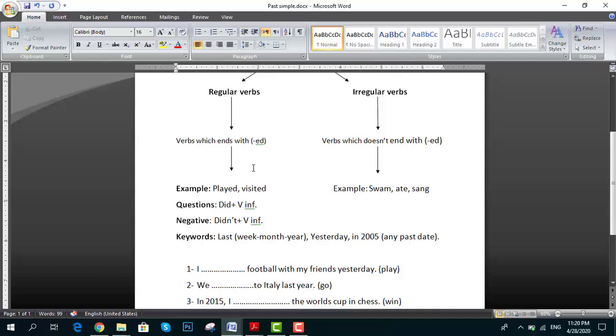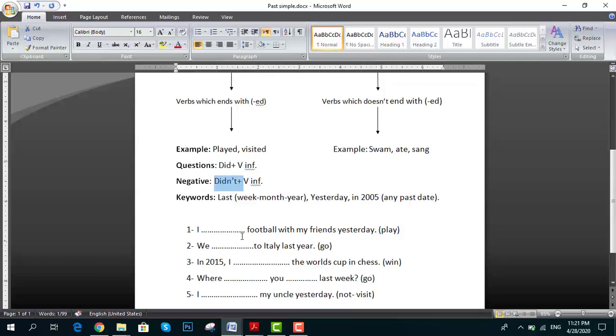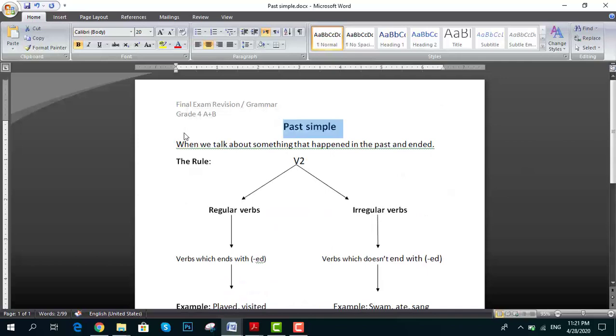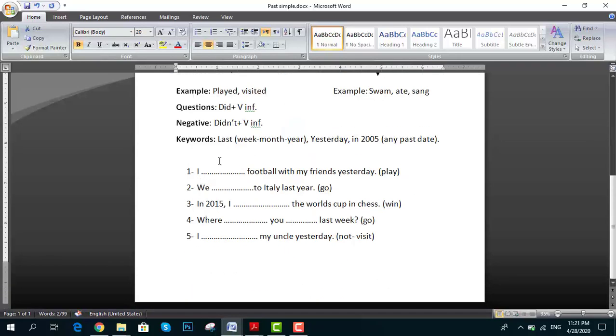How can we use it in a question form? We use the auxiliary verb did, and we add the verb infinitive. Negative: didn't, and we add the verb infinitive. Before we make these questions, we should look at the keywords. If any of these words are in the sentence, it means we are talking about past simple. So we have last week, last month, last year, yesterday, and in plus any past date, for example in 2005, in 2003, in 1992, in 1886.